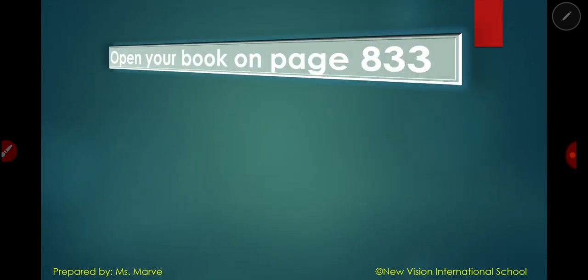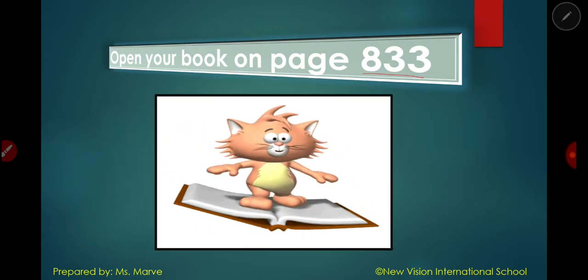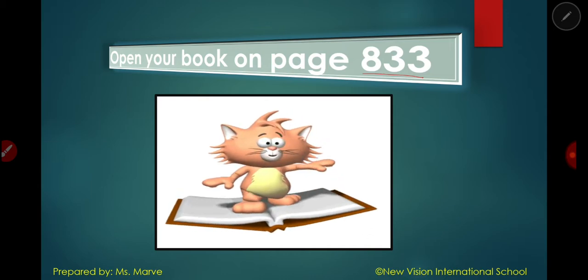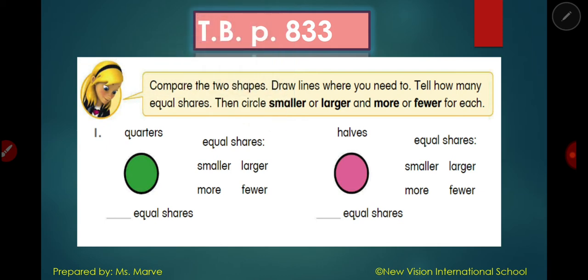Understood? Okay, now if you really understand our lesson, now I want you to open your book on page 833. Are you there? Are you sure you're there? Check again your book. Down the page, you can see 833. Hold your pencil and prepare your eraser.